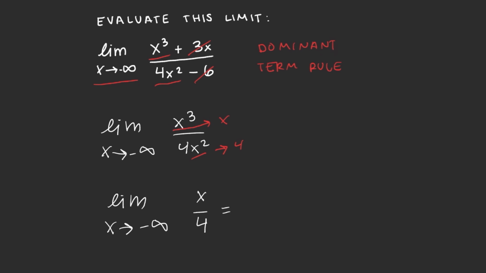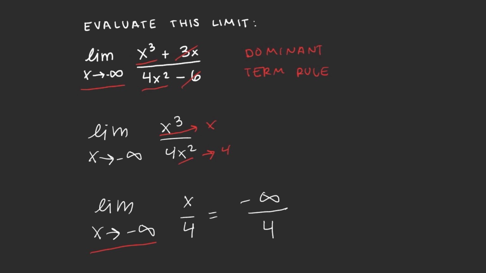And if we plug in negative infinity for anywhere we have an x, we'll be left with negative infinity over 4. And negative infinity is just so big that even if you divide it by 4, you'll still be left with negative infinity. So this will be our answer for this one.